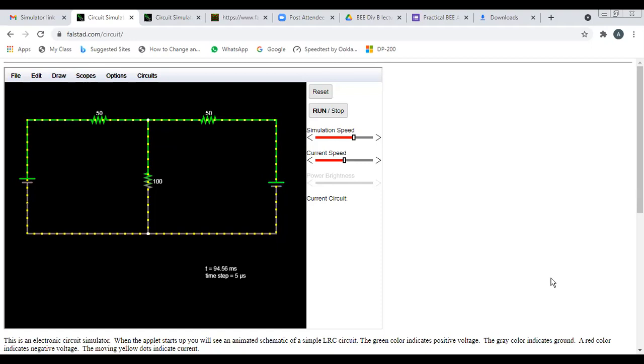Done. Now for every component, you can see the dots moving in clockwise or anti-clockwise direction, and you can observe that. Suppose through R1, how are the dots moving, clockwise or anti-clockwise?